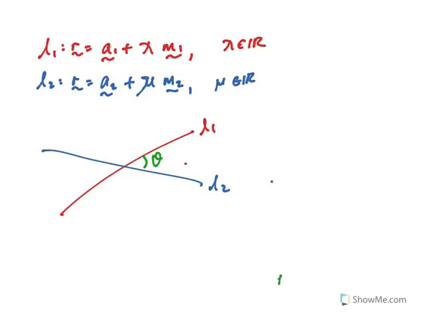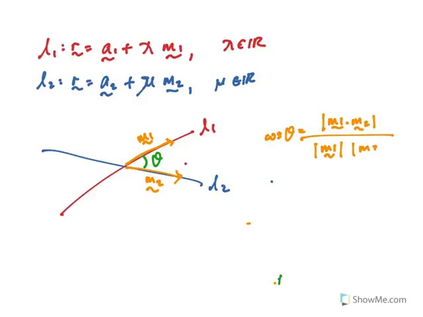Very easy. What we do is find it by taking the cosine, using the direction vectors of the two lines. One direction vector is M1, the other is M2, and the angle between these two lines is just cos theta equals the modulus of M1 dot M2 over the modulus of M1 times the modulus of M2. We always assume theta to be acute unless otherwise stated.